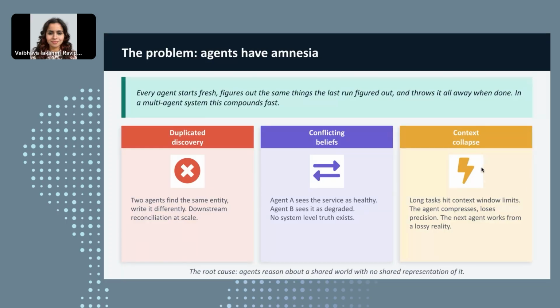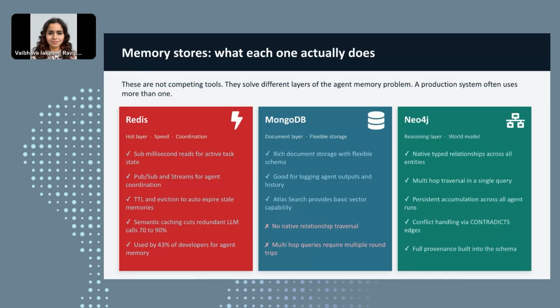The third is context collapse. Long running tasks hit context window limits. So the agent summarizes, compresses, and loses precision. So the next agent in the chain inherits a lossy version of reality and makes decisions on that. So every hop degrades the signal. The root cause across all three is the same, I would say. Agents are reasoning about a shared world, but they have no shared representation of it.